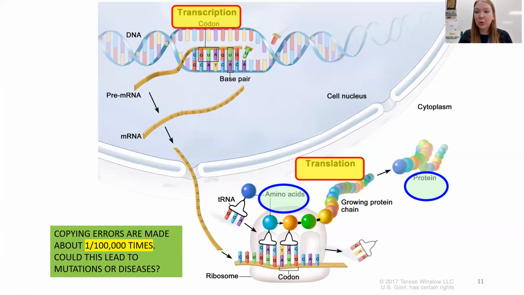And this is where you will see mutations happen. So RNA isn't always perfect. There's often copying errors made about 1 out of 100,000 times. And these mutations could lead to alterations in traits or lead to diseases as well, which furthers on evolution as well.